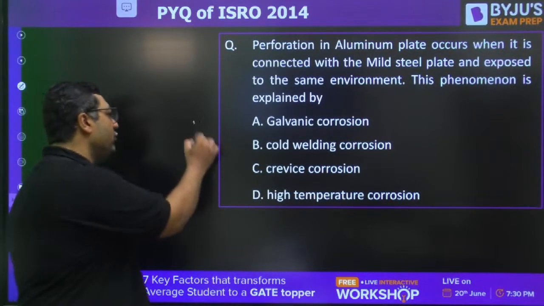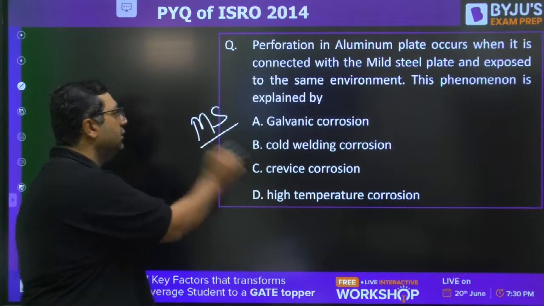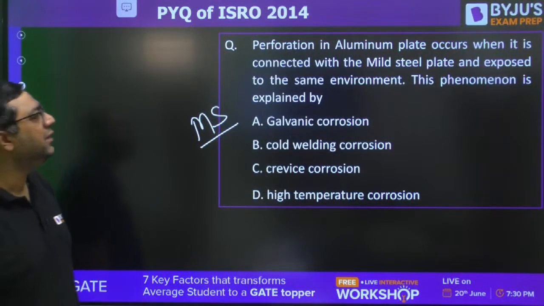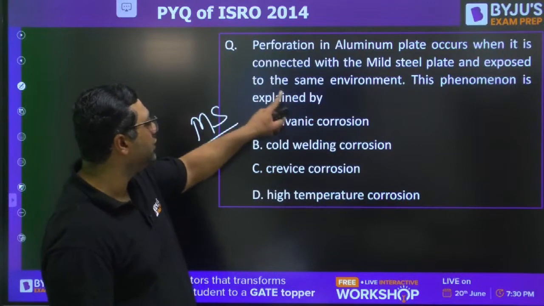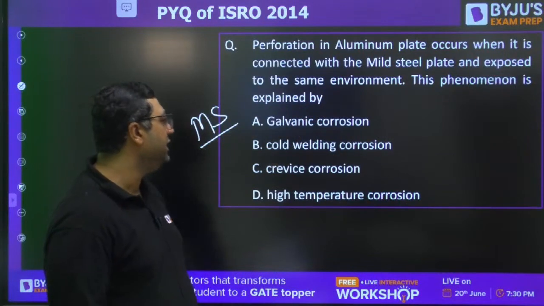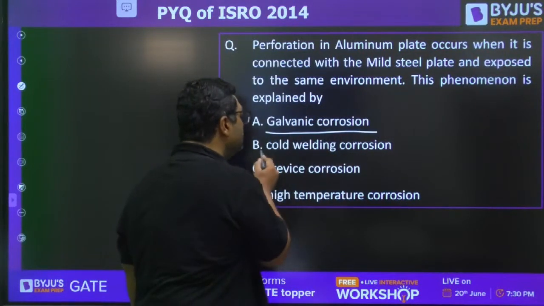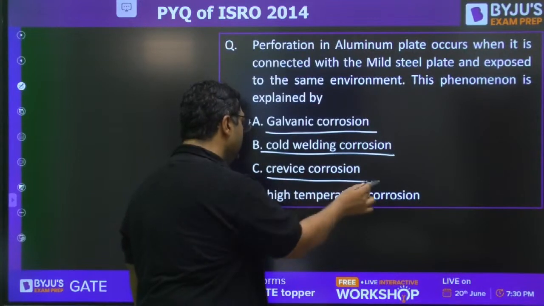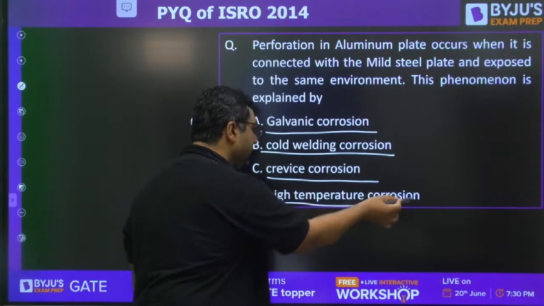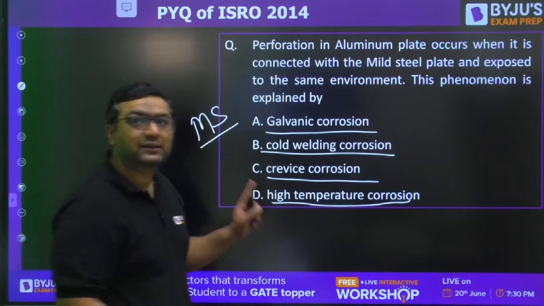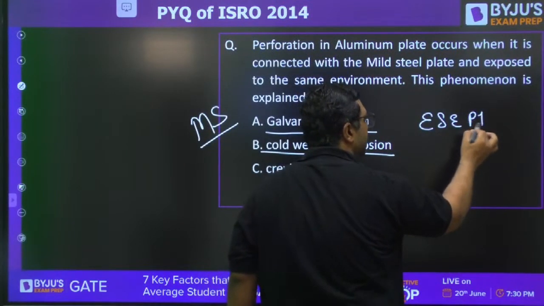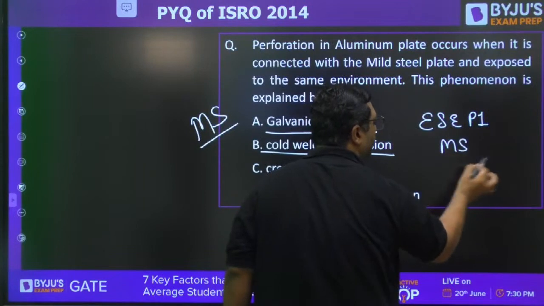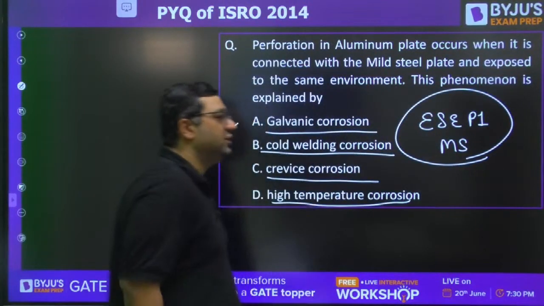This is once again from material science. Perforation in aluminium plate occurs when it is connected with the mild steel plate and exposed to the same environment. This phenomenon is said to be galvanic corrosion, cold welding corrosion, crevice corrosion, or high temperature corrosion. Now, my dear, this is part of ESE paper 1 material science. So, those who have prepared for GATE will not be able to answer this question.